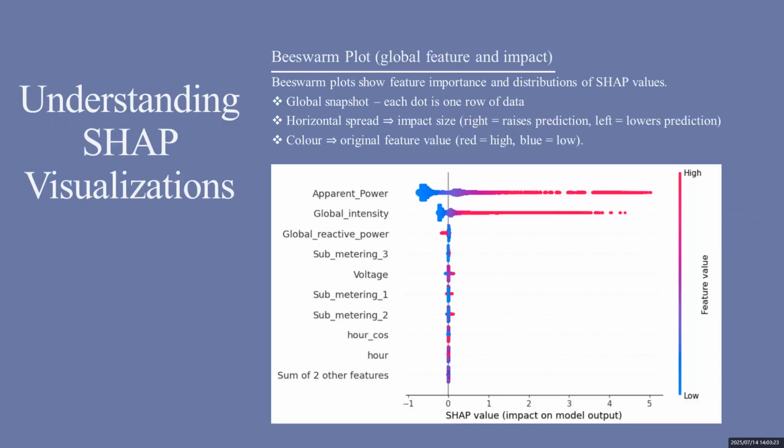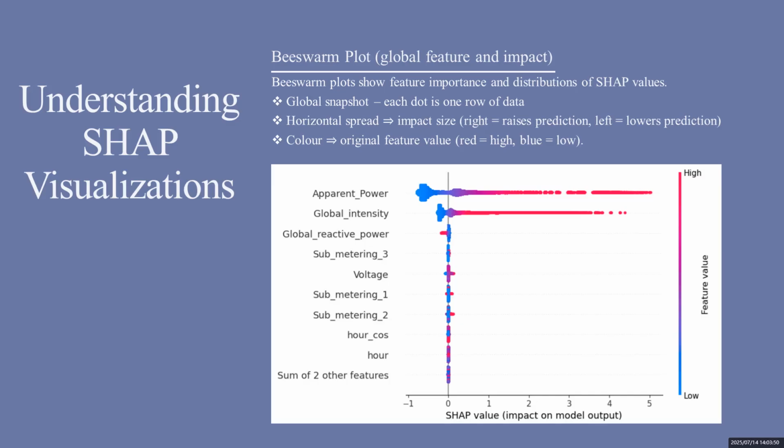Now, understanding SHAP visualization. Let's take the first plot, which is the beeswarm plot, known as a global feature plot. We talked about global features and local features. So the beeswarm plot is a global feature. It shows feature importance and the distribution of SHAP values. Now we have one global snapshot.